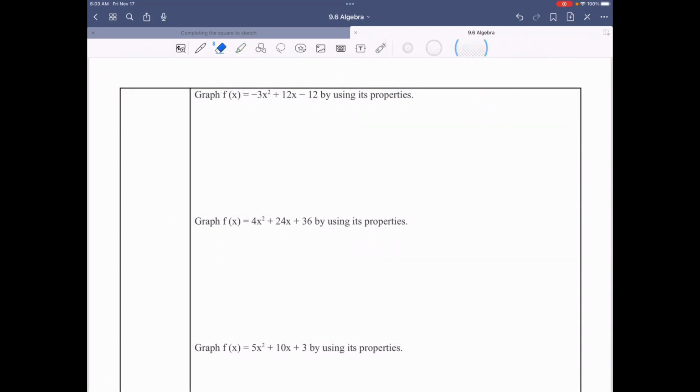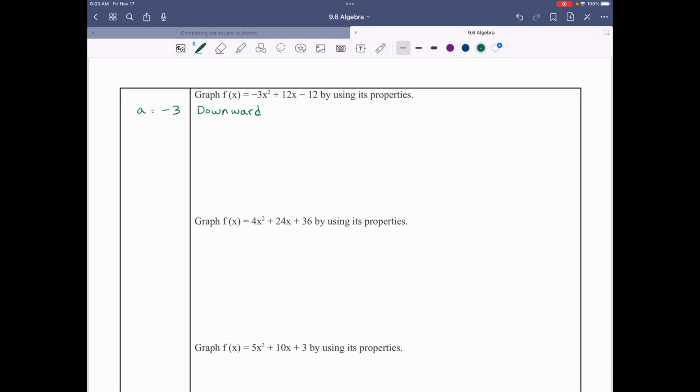In this example, we're looking to graph by using properties. Again, the first thing that we look for is whether the parabola will open up or down, and in this case it opens downward because the a was -3, and that would make it downward.